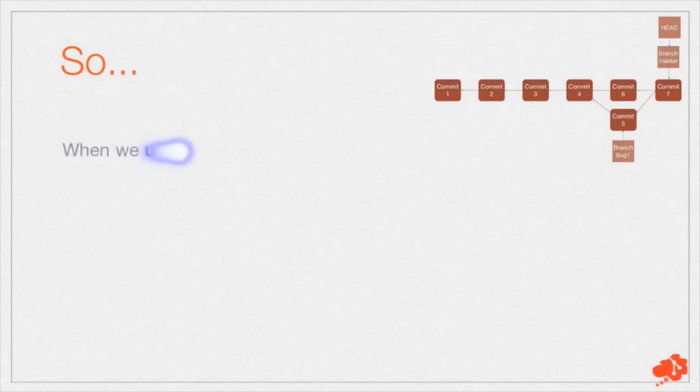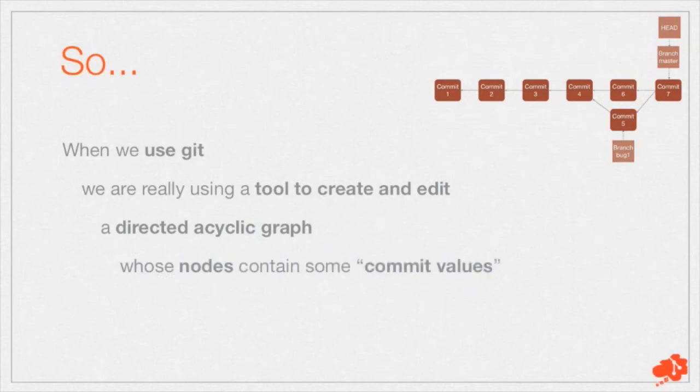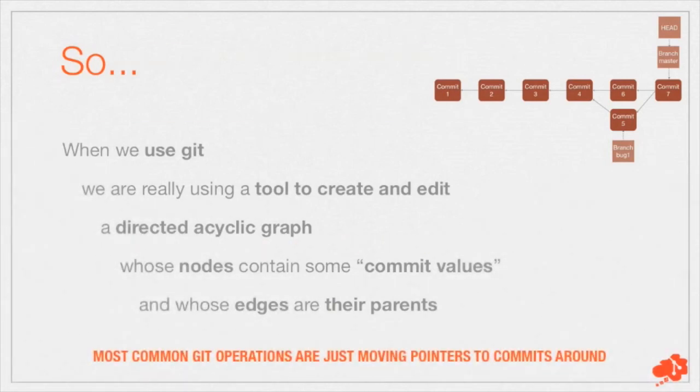So to summarize, when we use Git, we're really just using a tool to create and edit a directed acyclic graph whose nodes contain some commit values and whose edges are their parents. That's really a powerful concept because most of the common Git operations that you're going to do, you're just moving pointers to commits around. There's really no magic to it.